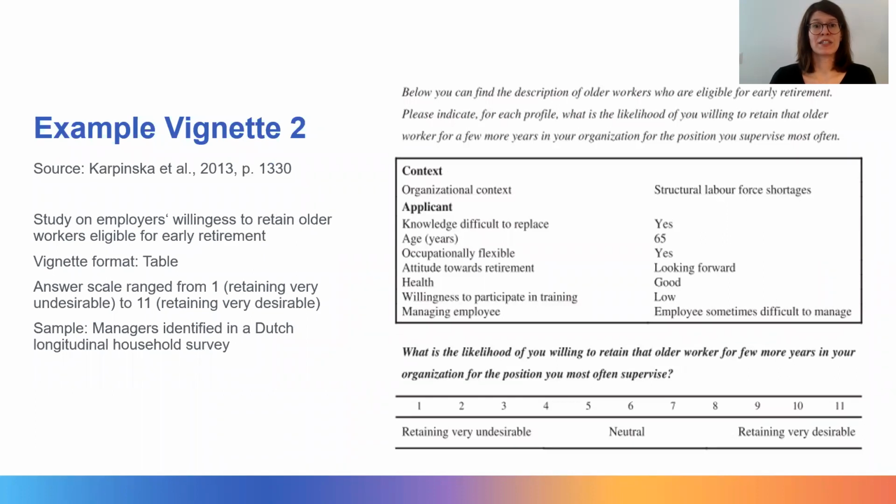The second example shows a vignette from a study interested in employers' willingness to retain older workers who are eligible for early retirement. The vignettes were displayed in a tabular format, as you can see on the right. The underlying principle, however, is the same as in the previous example. Respondents were first given a short introduction to the task. The dimensions were the characteristics of the worker, such as the vignette person's age and attitudes towards retirement. The vignettes varied in the levels of these dimensions. For example, regarding age, the vignette varied between the values of 65, 63, and so on. Respondents were asked to rate their willingness to retain the respective worker in their company.